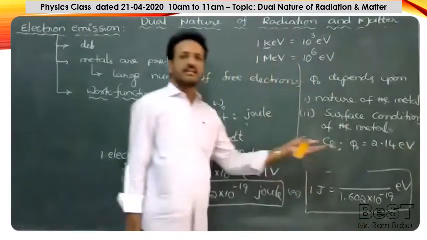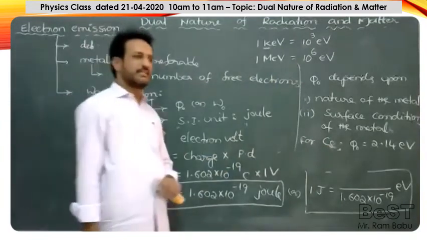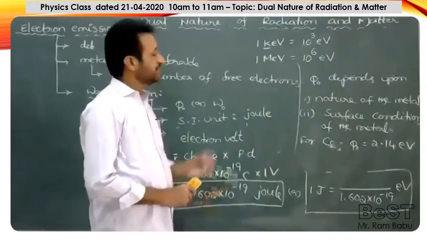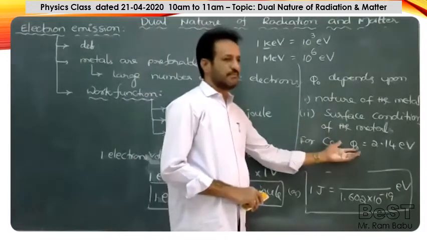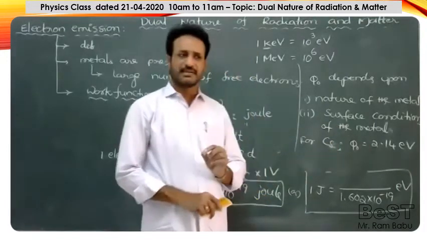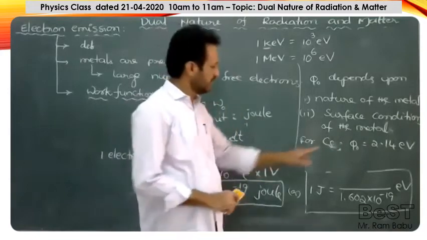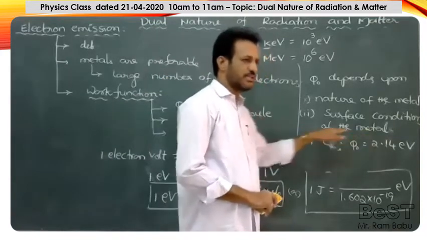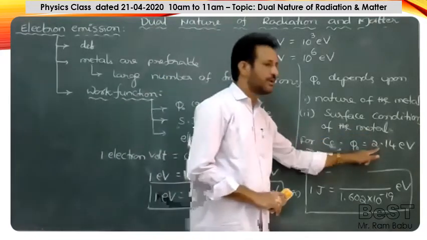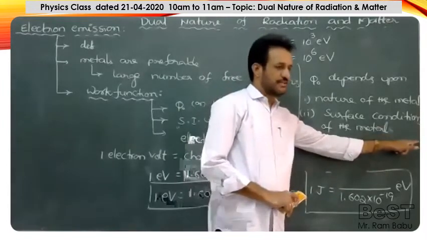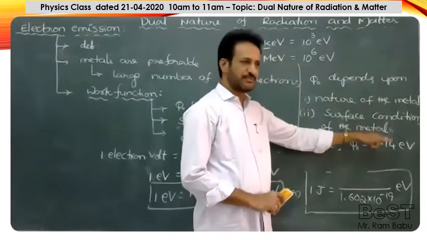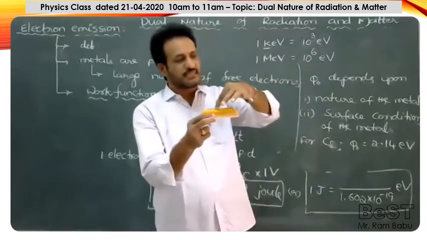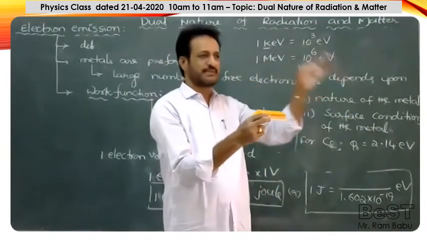So almost the least value. So that means among all the metals, which metal is preferable for electron emission? We can take cesium, because it requires a less amount of energy for emission of electrons. So cesium is the best metal among all the metals. It has a work function of only 2.14 electron volt. When we are able to supply 2.14 or more than 2.14 electron volt, easily the electron from the cesium metal will come outside from the surface of the metal.